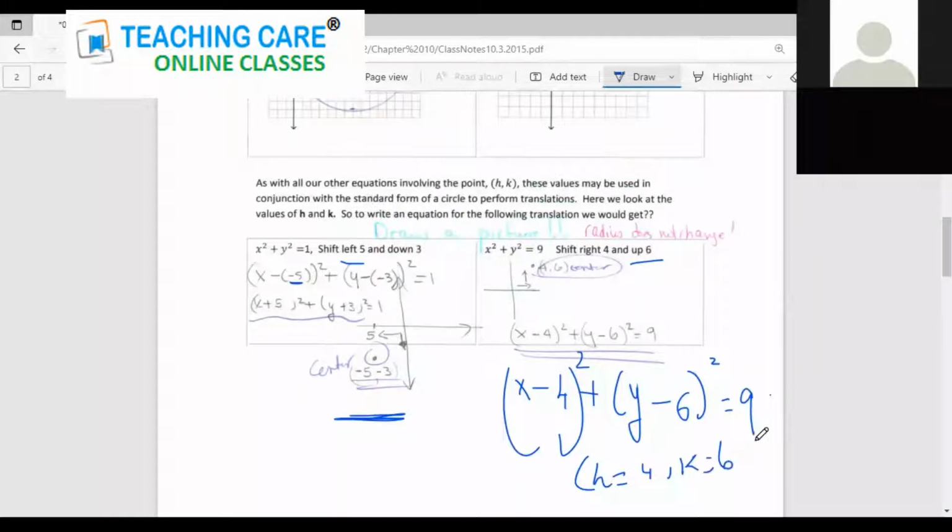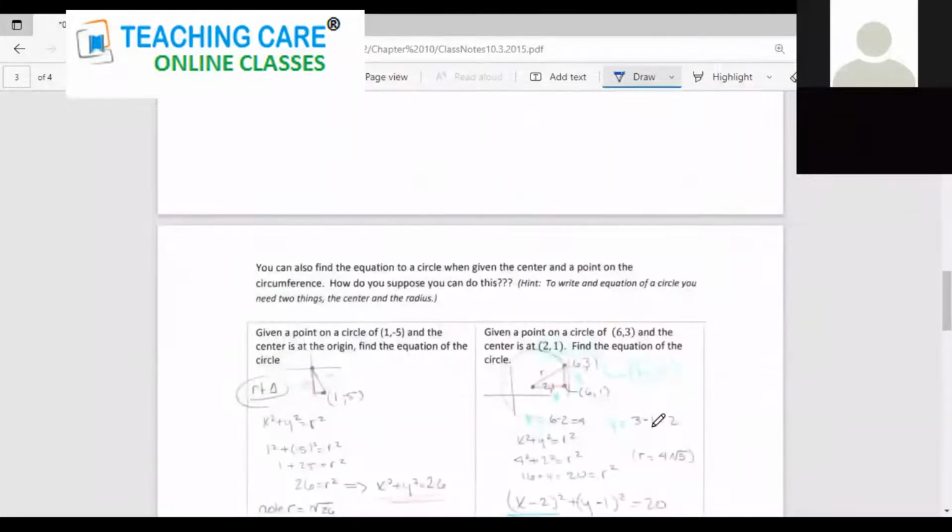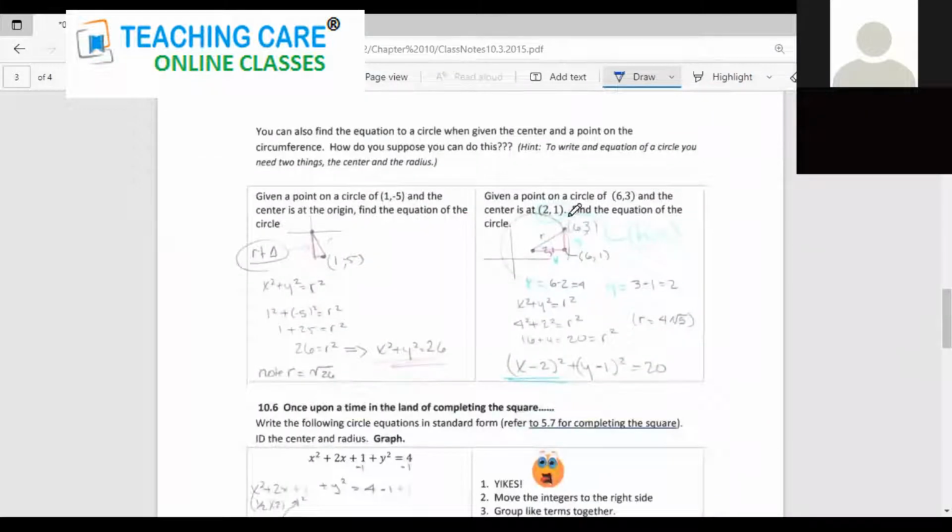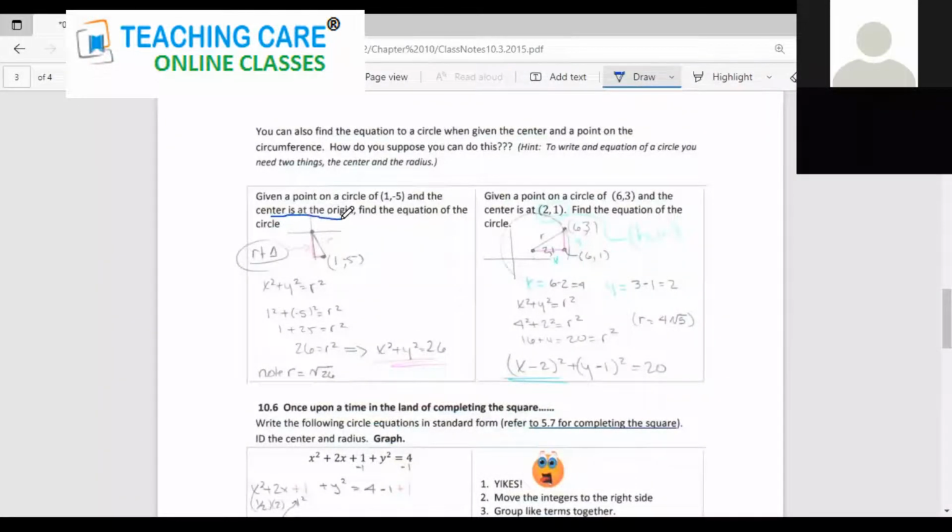Okay, fine. Next, we can also find the equation of a circle given the center and a point on the circumference. How are we going to do that? See, given a point on a circle, 1, -5, any one point they have given, and the center is at the origin. Find the equation of the circle. You don't know the radius. Only one point of the circle is given and the center is given.